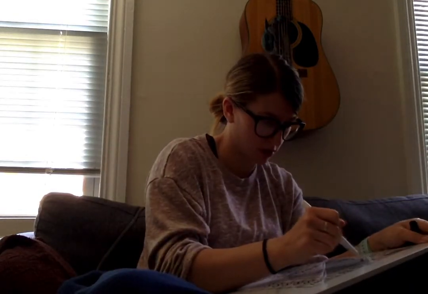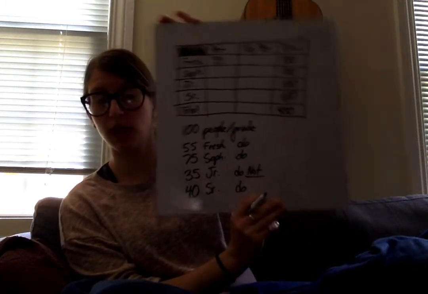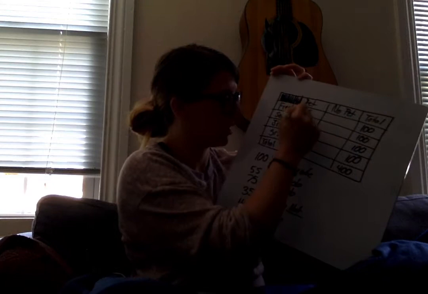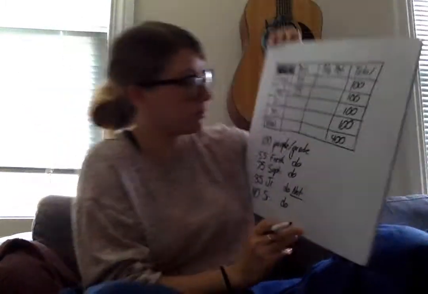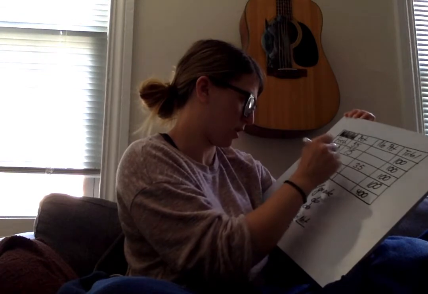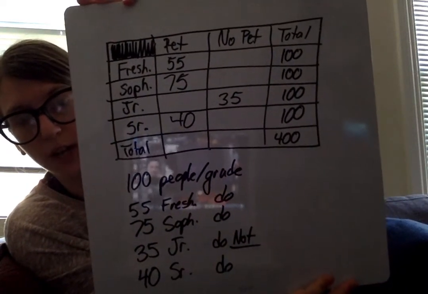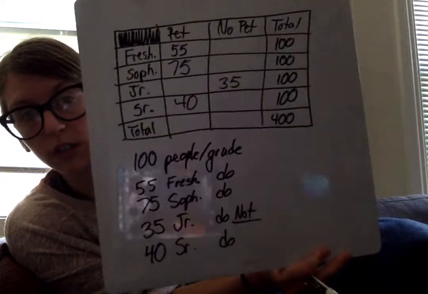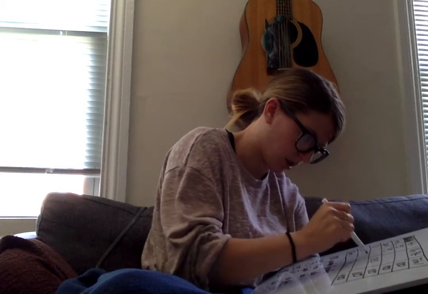So 55 freshmen do. So in pet freshman, I'm going to put 55. 75 sophomores do. So in pet sophomore, I'm going to put 75. Juniors that do not are 35, so I'm going to put that there. And then seniors that do are 40. Okay, great. It's a little sloppy handwriting, and I'm going to fix it.